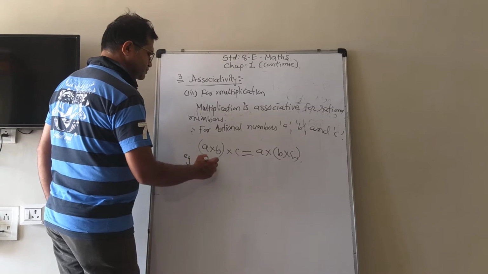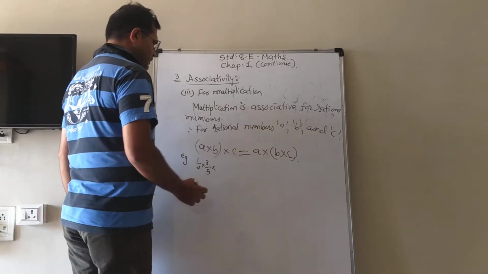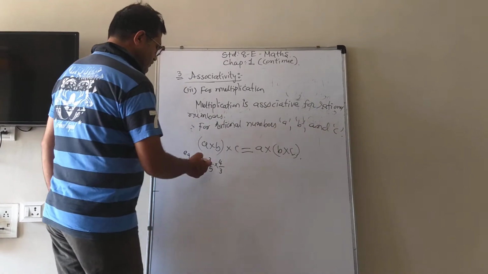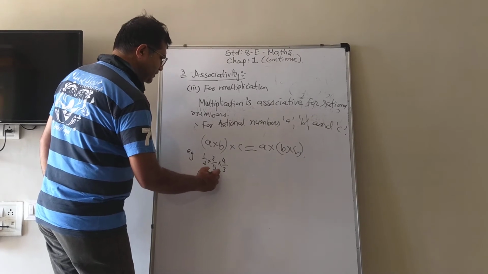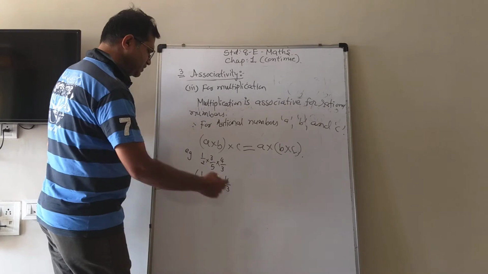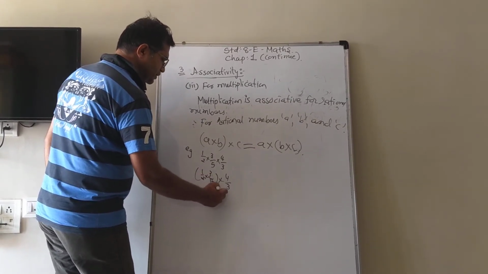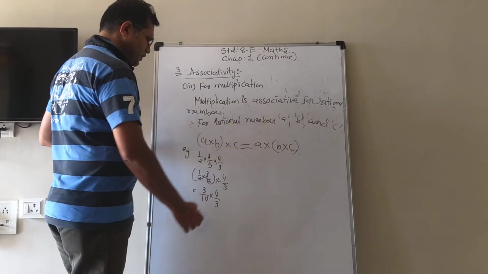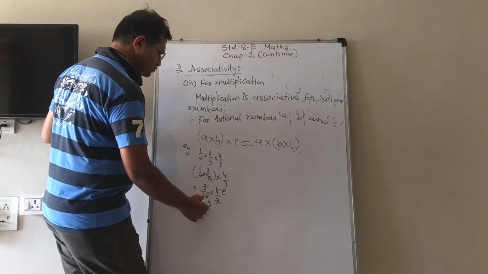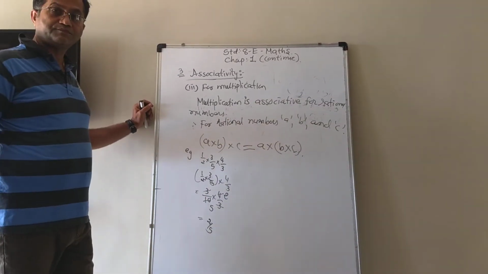1 by 2 multiplied by 3 by 5 multiplied by 4 by 3. First we will make 1 by 2 multiplied by 3 by 5, then multiplied by 4 by 3. So 3 ones are 3, 5 twos are 10, into 4 upon 3. You can see that 3 can be cancelled. 2 twos are 4, 5 twos are 10. So our final answer is 2 upon 5.